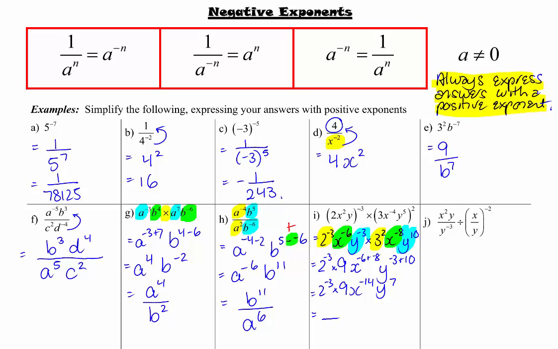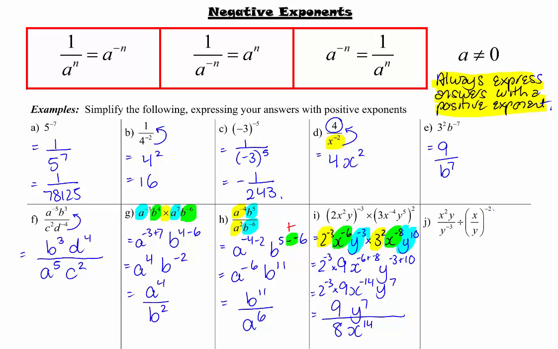Now I'm going to worry about my negatives. 2 to the negative 3, it has to move to the bottom, become 2 cubed, and 2 cubed I'm going to write as 8. The 9 stays at the top, x to the negative 14 has to go to the bottom, y to the 7 stays at the top.